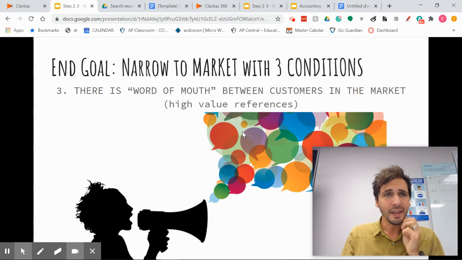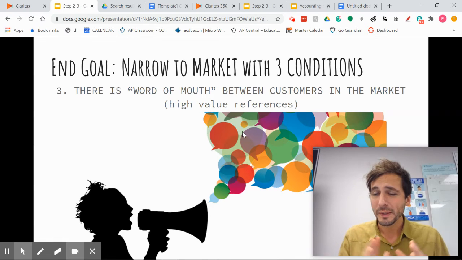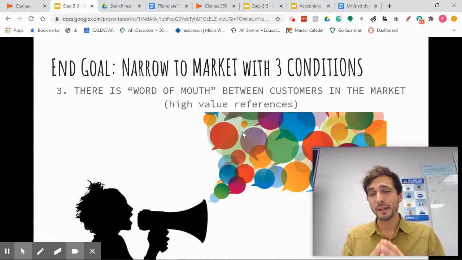And if it does provide the thing that your good or service provides, then maybe that's the best market for you. And then finally, and maybe most importantly, is they have a word of mouth between the customers and the marketplace. This is why it's a beachhead.